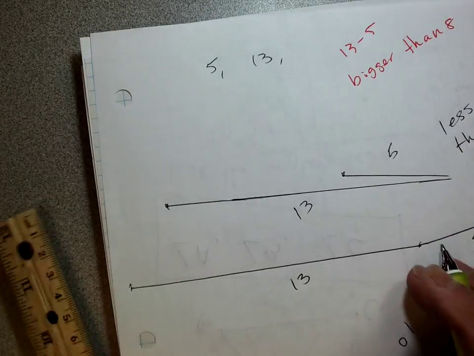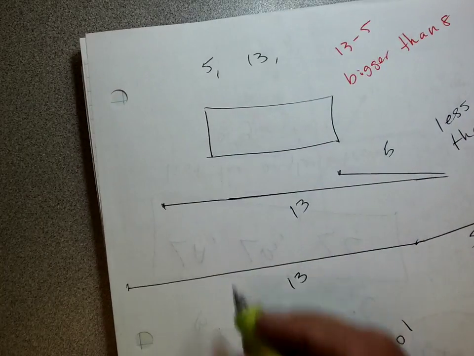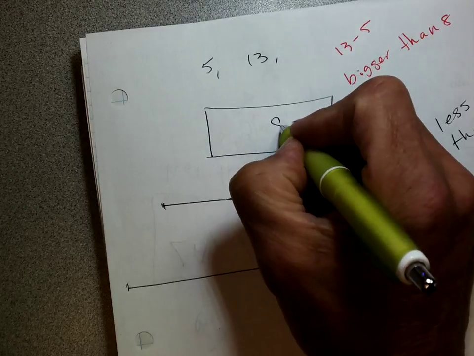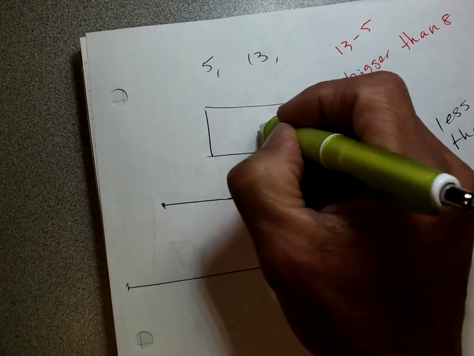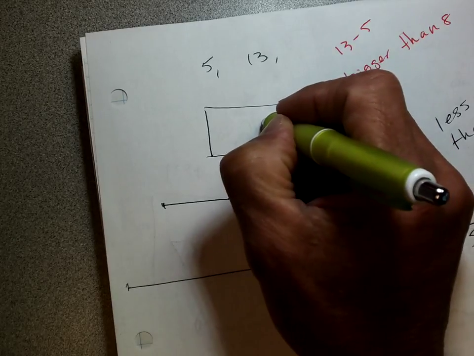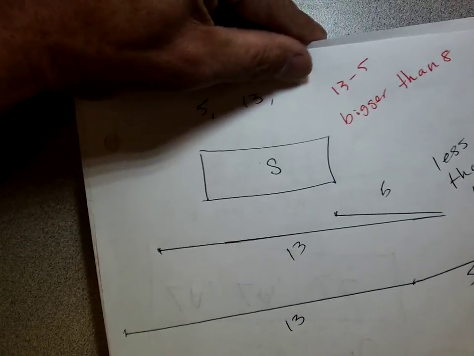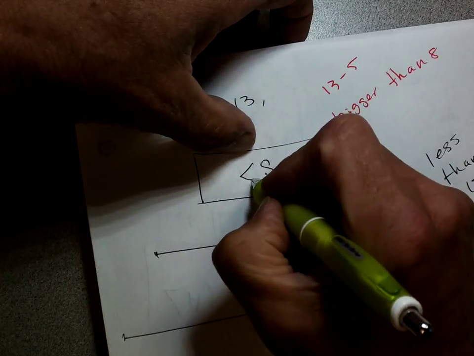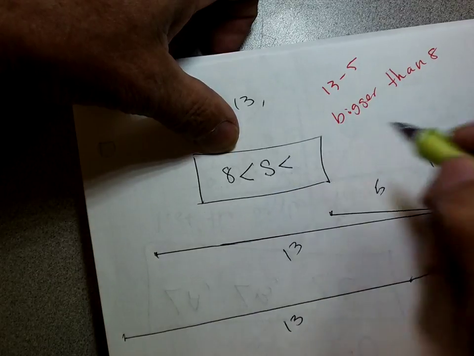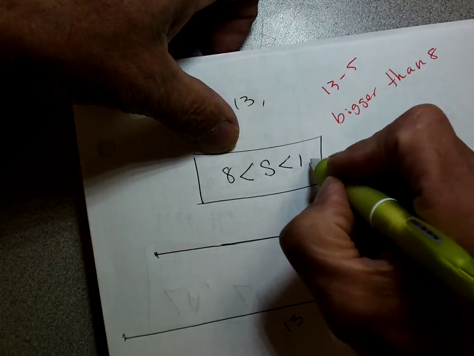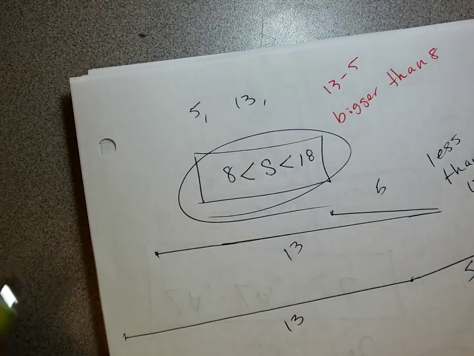18. So using a little bit of math, we could say the side, let's call it S for the side, S has got to be greater than 8, but less than 18. And that could be all the possible sides.